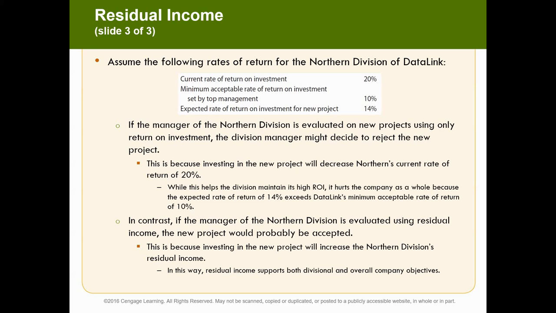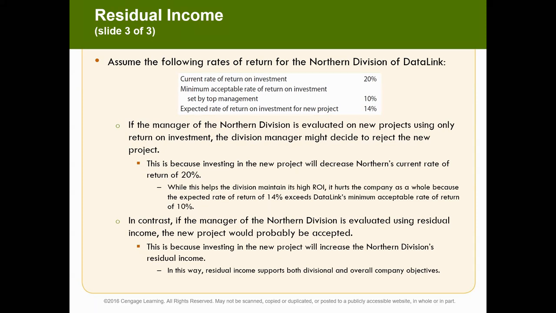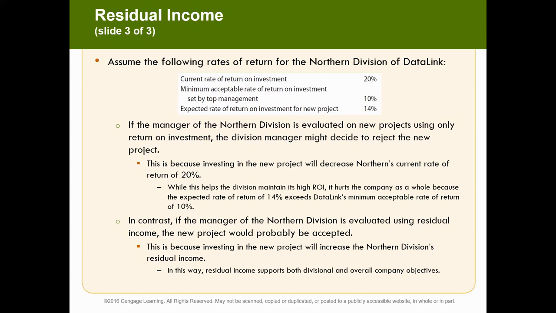So the division manager really has a tough decision here because the ROI, while it would decrease slightly in terms of averages, over time we would think it would increase, and it's still above management's minimum rate. So it's just a really interesting decision to make. In contrast, if the manager does decide to go with a new project, it would be because investing in a new project would increase the residual income, which makes perfect sense because, again, the project rate's above the minimum rate of return. In this way, the residual income supports both the division and the company's overall objectives.